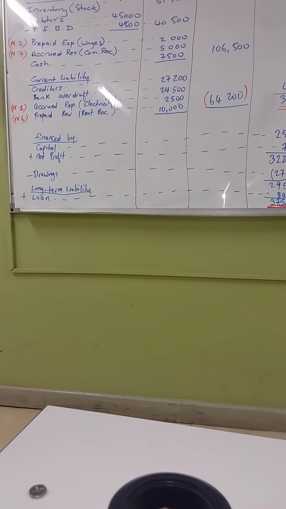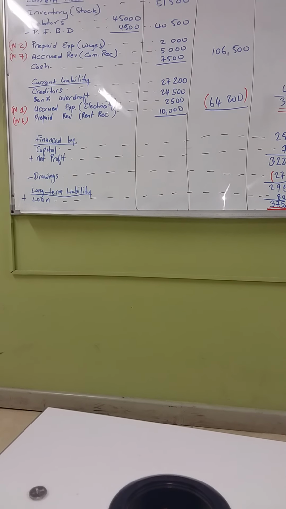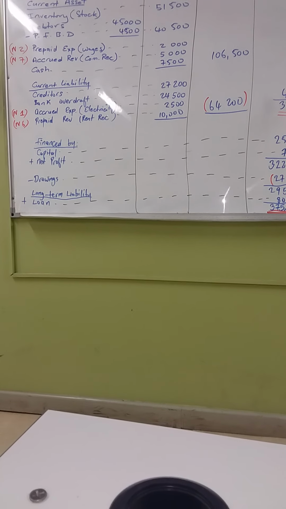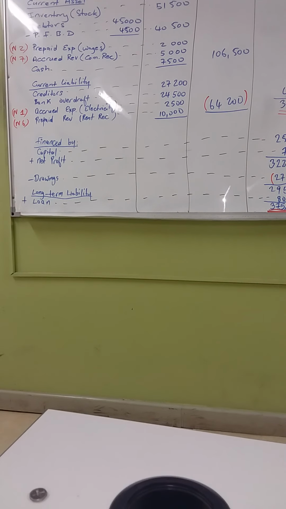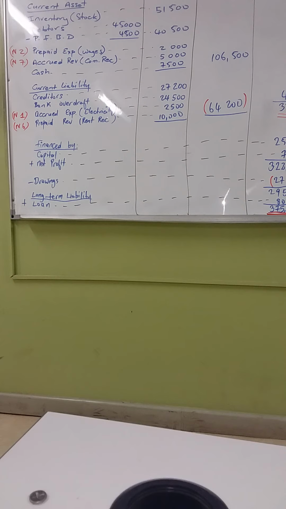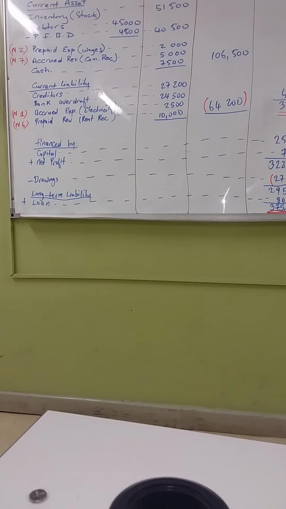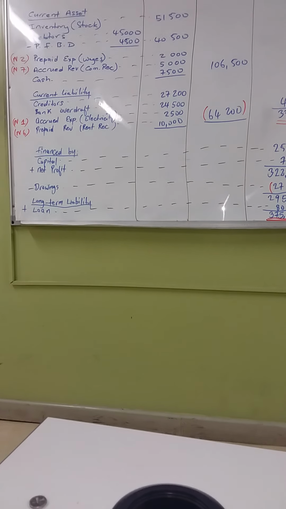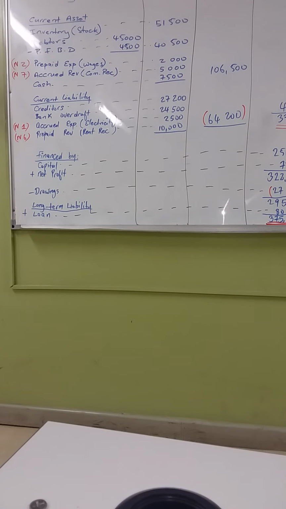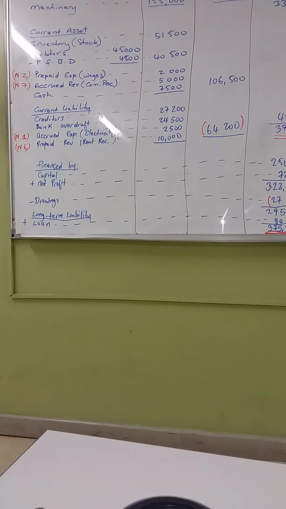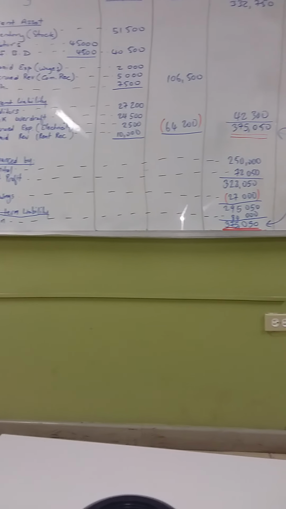And we also had what? Prepaid revenue, right? So we had collected $10,000 extra in terms of rent. So we owe that to our tenant. So that's the liability to the company. When you add up all of your current liability, the 27,200 plus the 24,500 plus the 2,500 plus the 10,000, you get 64,200. Now when you minus that 64,200 from your current asset of 106,500, you get what?